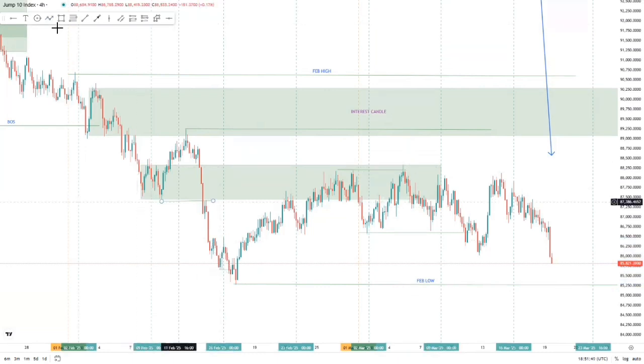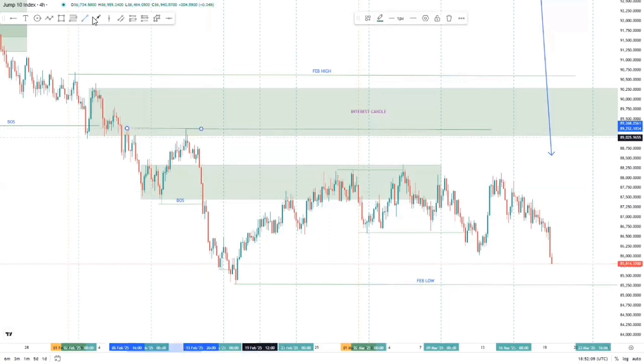As you see here, we had a break of structure here. And here we had a break of structure again here. And here we formed a double top. And we're gonna come here. This is liquidity. And this is liquidity here. This is liquidity resting here. We have equal highs here. So the market is gonna come back here.